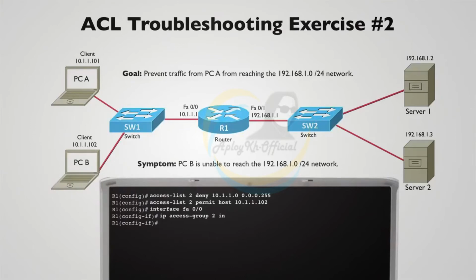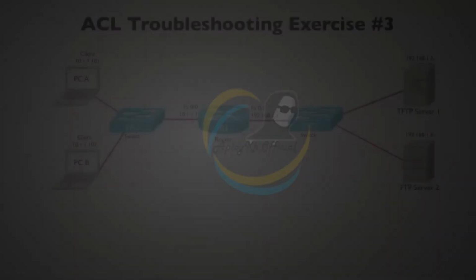So it really doesn't matter that the next entry says we're going to permit PCB because the first entry already denied it. And since we're processing things top down, we never even consider that second statement. And as a result, PCB is blocked. If we reversed those two access control entries, that actually would meet our goal. Let's take a look at another scenario.